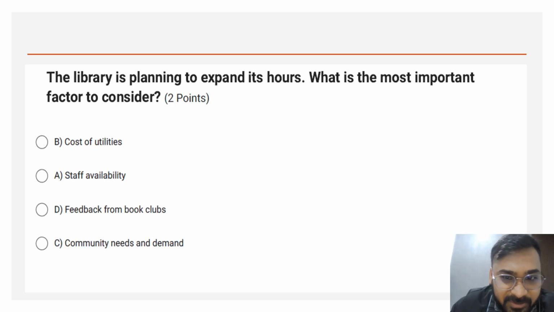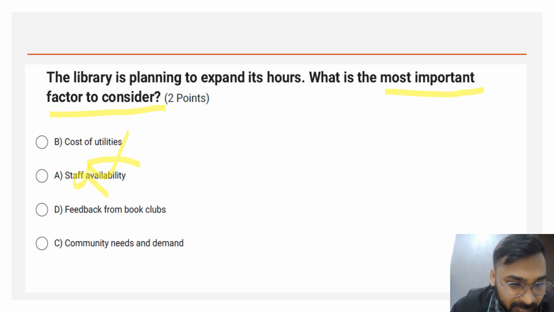The library is planning to expand its hours. What is the most important factor to consider? Do we need to increase staff? No. Do we need to increase the capacity of the library, that means the books? No. Should it be based on feedback? Cost of utilities? No. Staff availability? No. Feedback from the book clubs? Community needs and demand. If demand is generated, then we can change the policy. It is based on the demand.